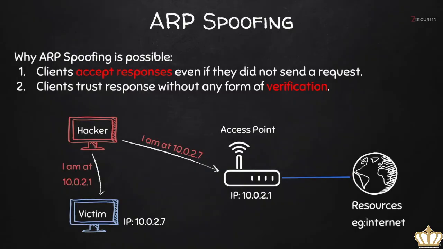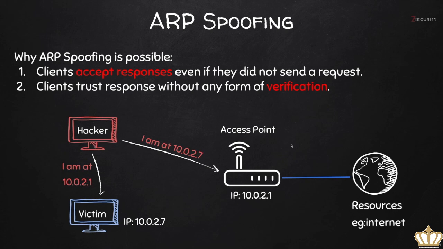Now, the main reason why we can do all of this is because ARP is not secure. First of all, clients can accept responses even if they did not send a request. So as I said before, we're going to send a response to the access point and a response to the victim, telling them that I am at a specific IP, without them asking who I am, or without them asking for this IP. I'm just going to send a response and they're going to accept that response anyway.